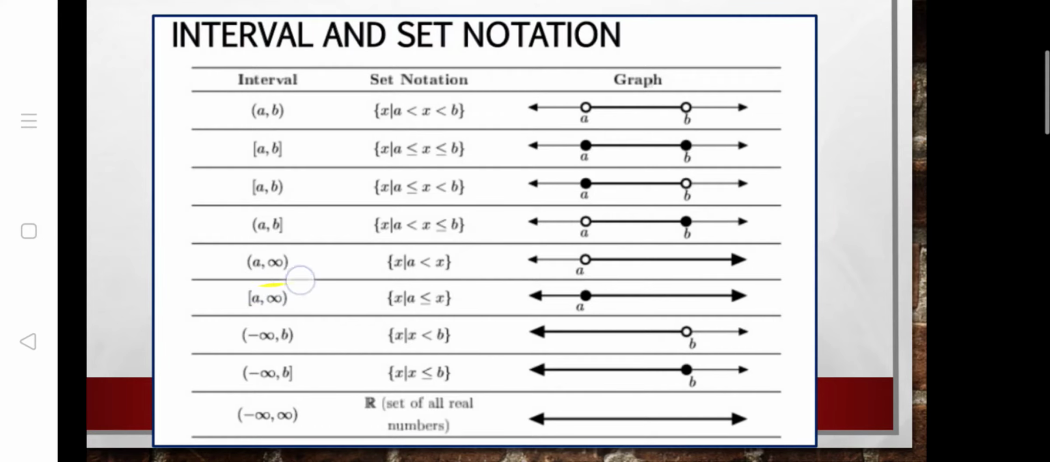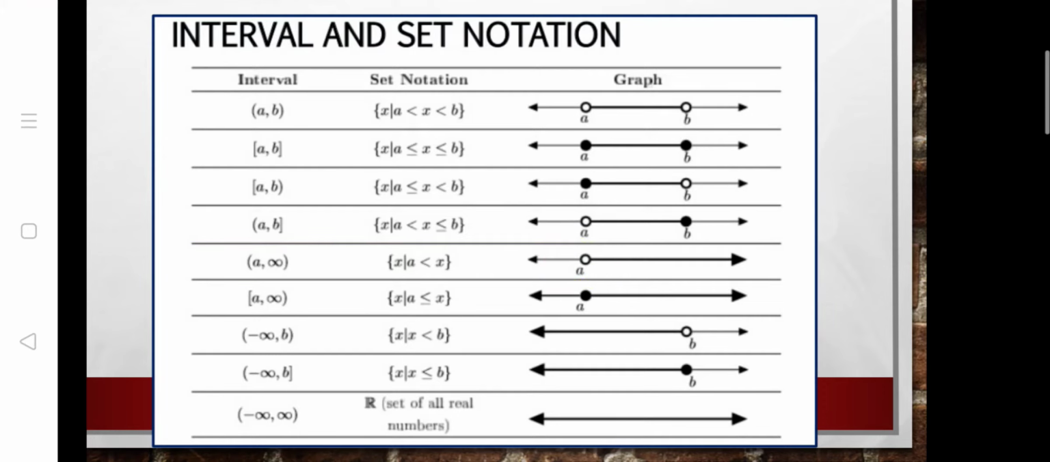From A to positive infinity, it means that the values of x go from that specific value A to positive numbers. So in set notation, we have x such that x is greater than A, because we have positive values. So in the illustration, we have this graph from A to positive infinity, or to the right, wherein A is not included because we have an open circle.